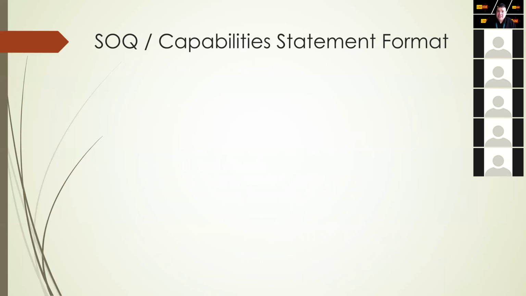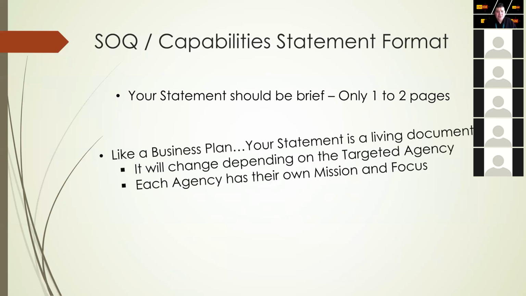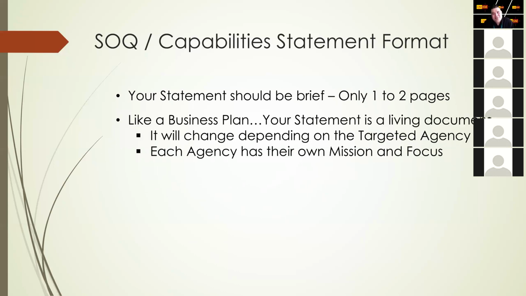The statement of qualifications format. Your statement should be brief, concise, to the point, and specifically related to each government agency's individual needs. It should be only 1 to 2 pages in total. Like a business plan, your statement of qualifications is a living, breathing document because it will change depending on the targeted agency. So we need to understand that each agency has its own mission and focus, and do our due diligence and research on each of the agencies we plan to target.